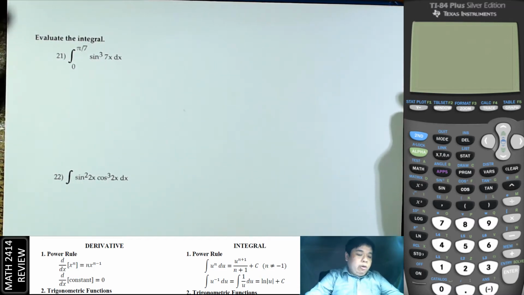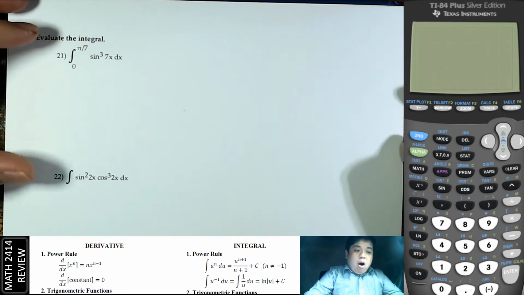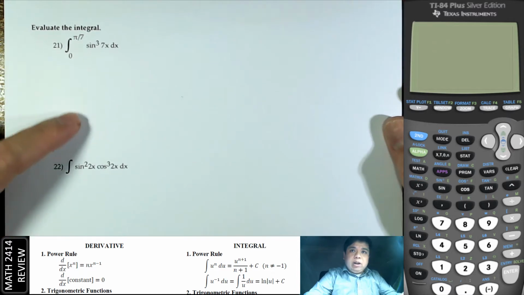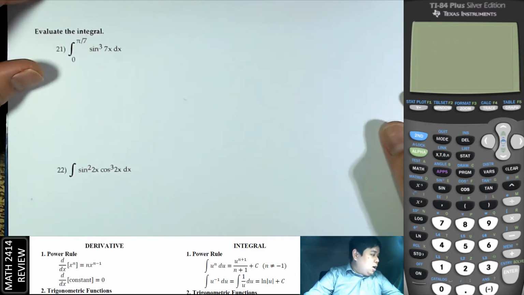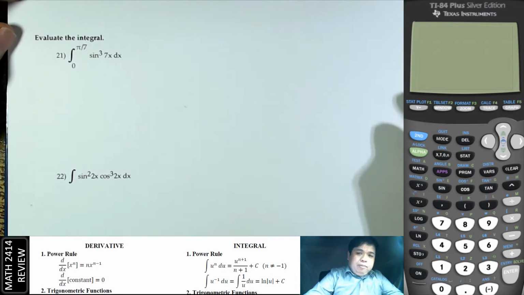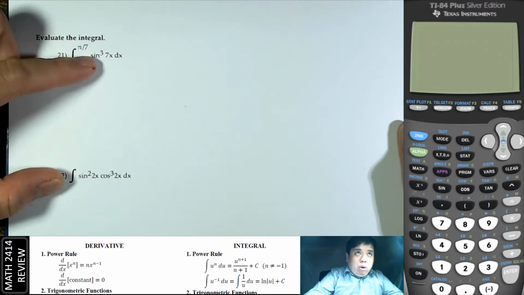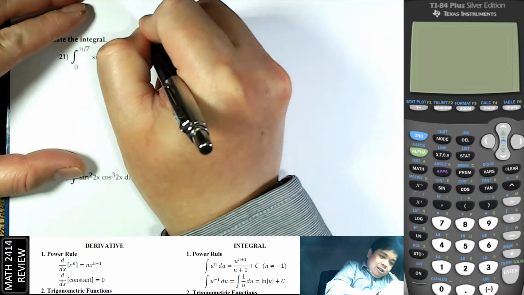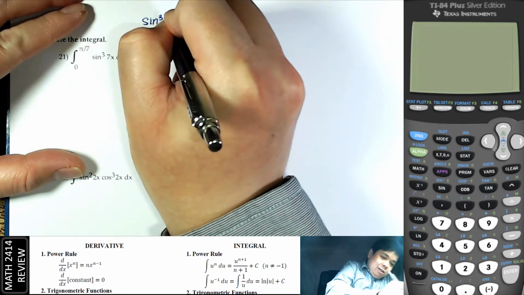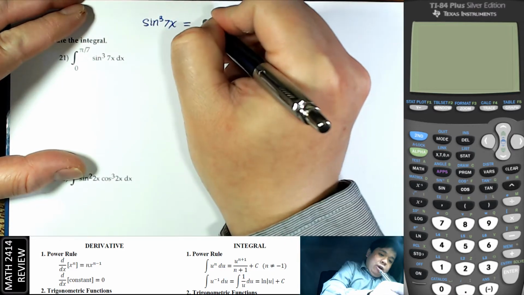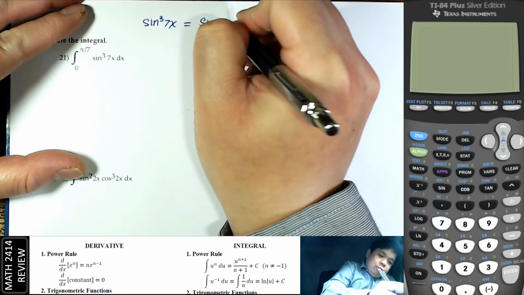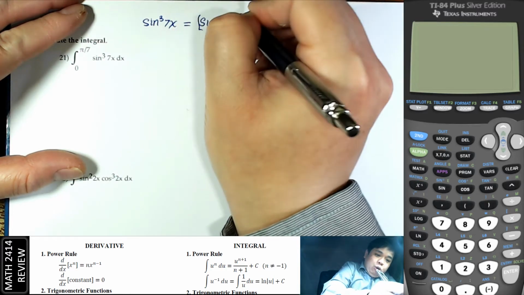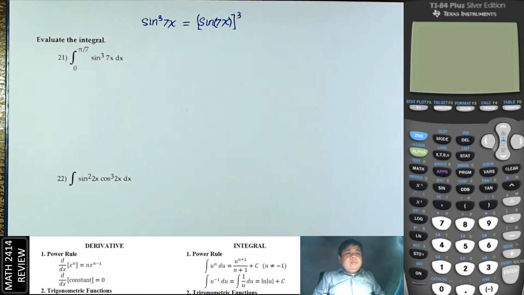We continue review for calculus 2. In this part of the review, we will integrate the trigonometric function or the product of sine, cosine, secant, or tangent. The most important thing, when we write the power like that, we mean we do the trig function first, and then the power will be for the whole trig function.